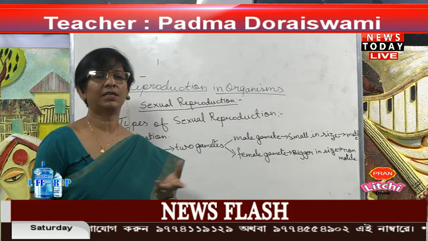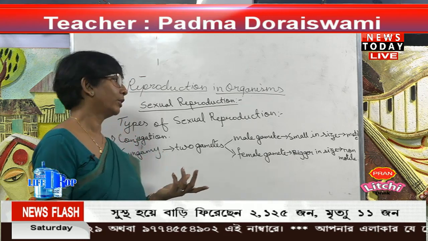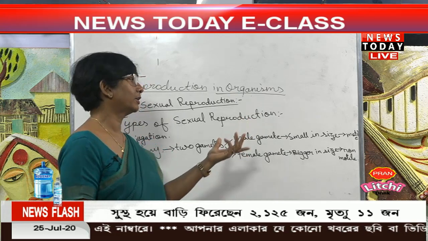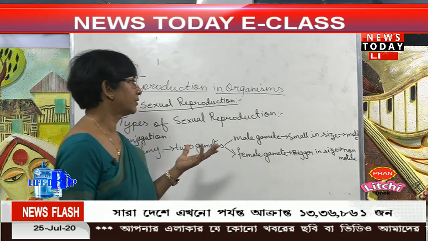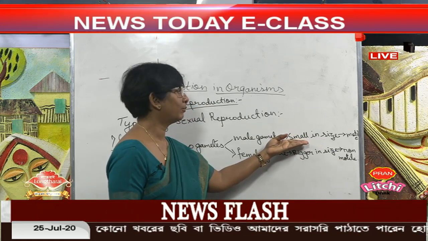As you have seen, if you study human beings also, there are the sperm and the ovum. The ovum is bigger in size than the sperm, and the sperm are very active. The male one has a flagellum, a whip-like structure.